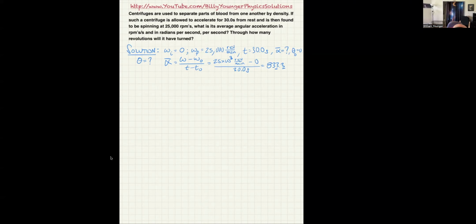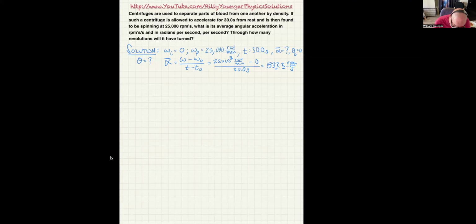And that turns out to be in revolutions per minute per second. So that's one of the answers. What that tells you is it increases by 833.3 revolutions per minute each second. So at 0 seconds, it'd be going 0. At 1 second, it'd be going 833 revolutions per minute. And then at 2 seconds, it'd be going 1667, and so on and so forth.